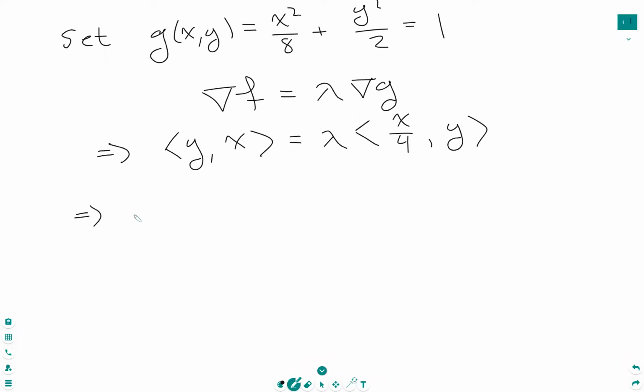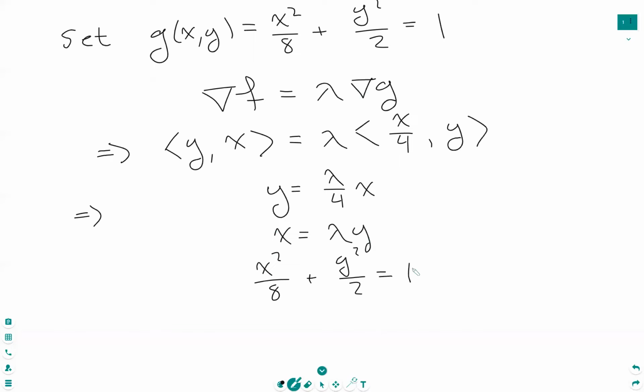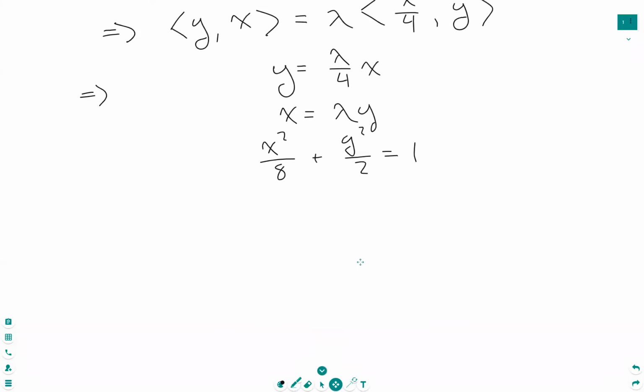So my system to solve is y is equal to lambda over 4 times x, x is equal to lambda times y, and then I have my constraint function here, just x squared over 8 plus y squared over 2 is equal to 1. So now down here, this is not a linear relationship. So for those of you that want to do matrix solutions, you can't do that here. This is no longer linear.